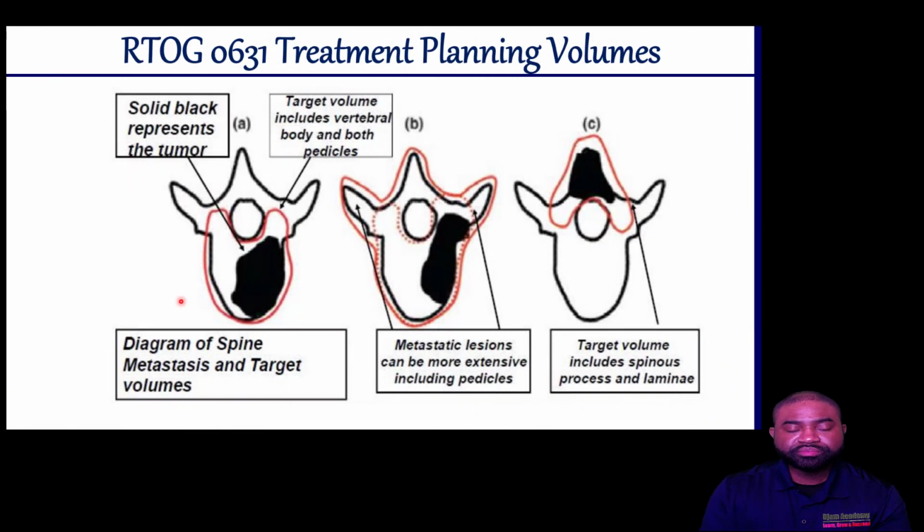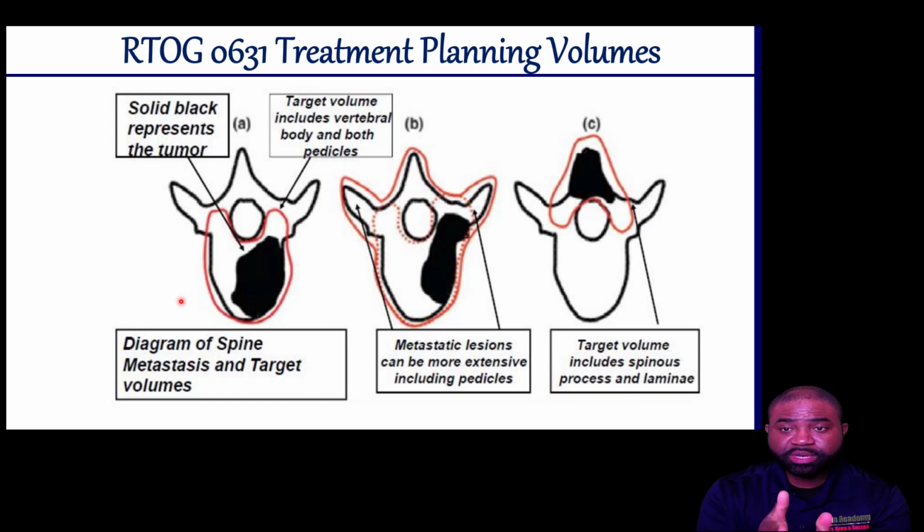And so, how do we delineate the target? At Henry Ford, we actually follow RTOG 0631, and the target is outlined based on these guidelines. If you have not taken a look at it, it is actually a very important document for you to look at if you want to ramp up your knowledge on how spine radiosurgery is done.